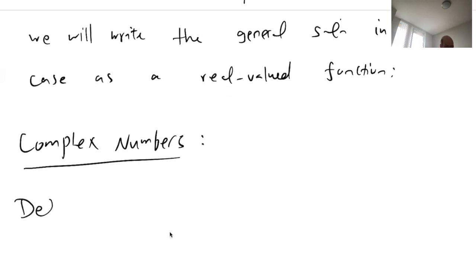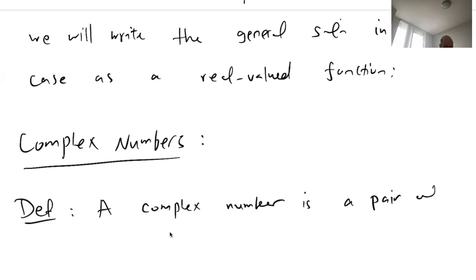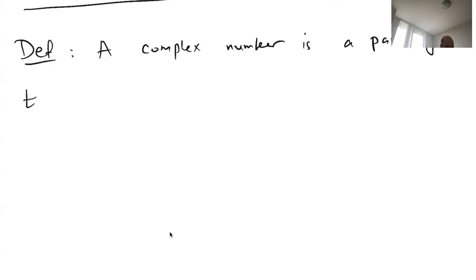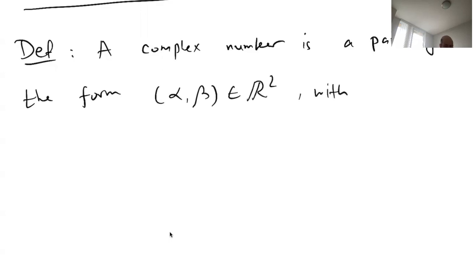So, definition. A complex number is a pair of the form alpha and beta, with alpha and beta real numbers. So whenever you have a pair of the form alpha and beta, where the first coordinate and second coordinate are real numbers, then you have a complex number.